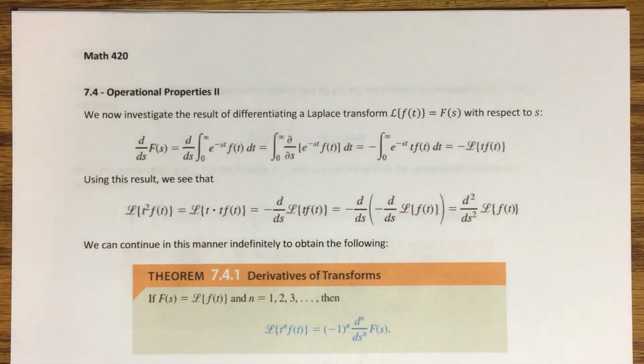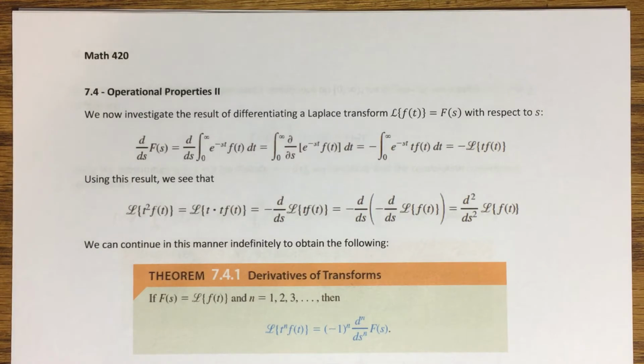All right, we're in 7.4 now, and this is kind of a continuation of what we were talking about in 7.3, which are operational properties of the Laplace transform. There's three major properties we're going to talk about in this section. And the first one is what happens if you take the derivative of a Laplace transform.